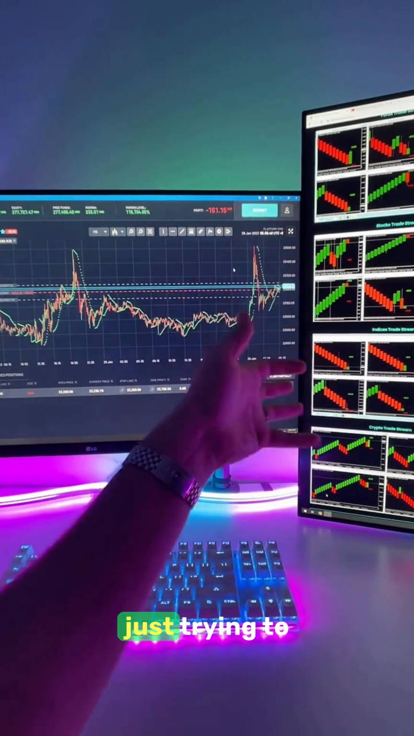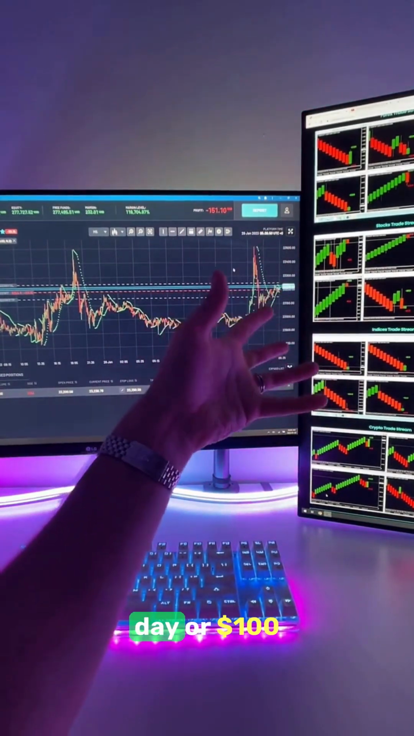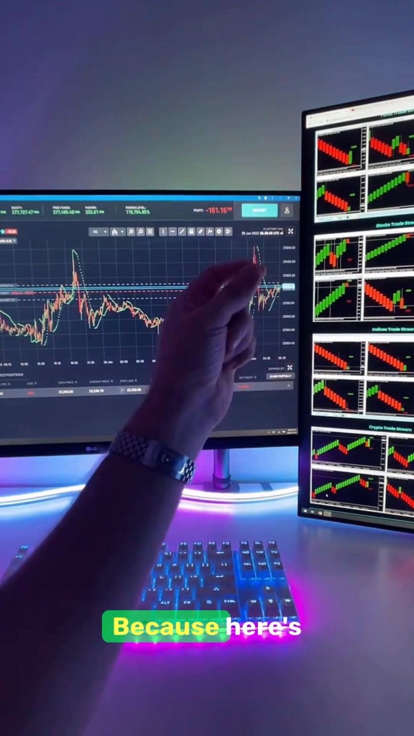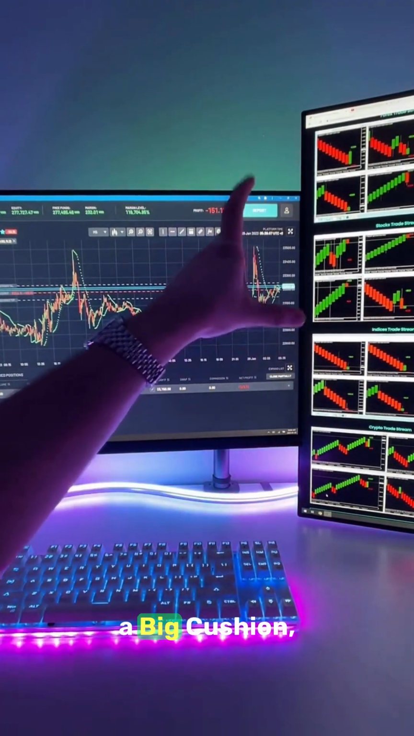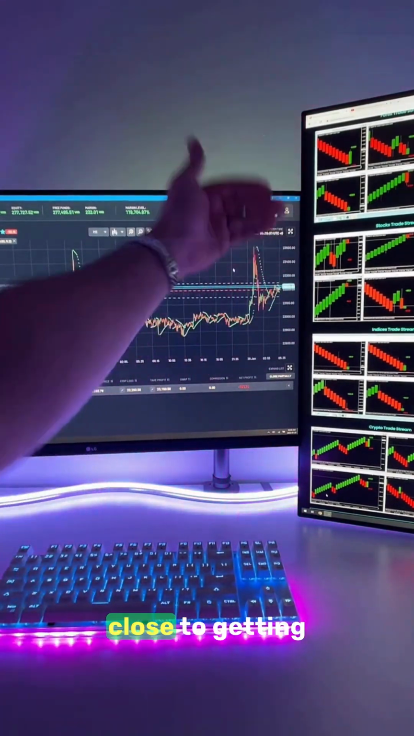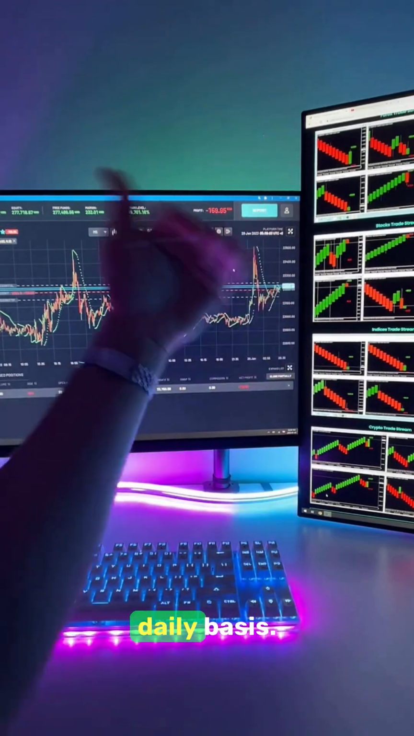So if I'm just trying to make $50 a day or $100 a day, I would at least need a $10,000 account, because here's the thing. I need a big cushion so I'm away from the liquidation price. Okay, I don't want to be close to getting liquidated on a daily basis.